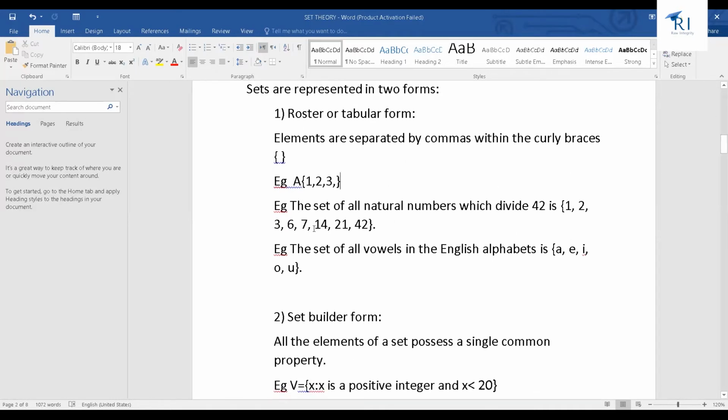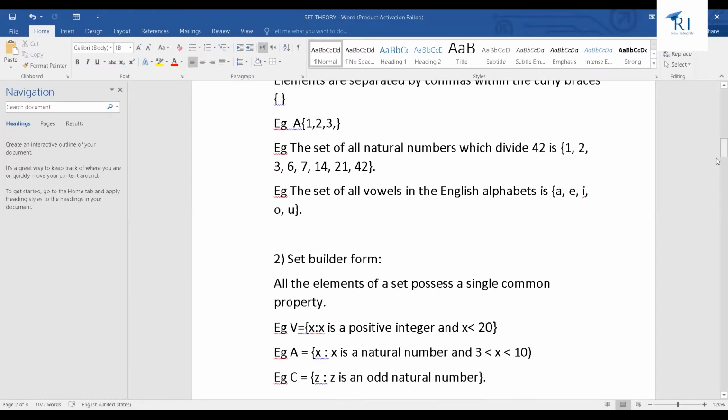Thank you. {7, 14, 21, 28, ...}. This is how we represent a set in tabular or roster form. Very easy. Just curly braces, and the elements inside should be separated by commas. That's the main thing. You can't just write the numbers or the elements inside without commas between them, because we need to know that each one is a separate element.